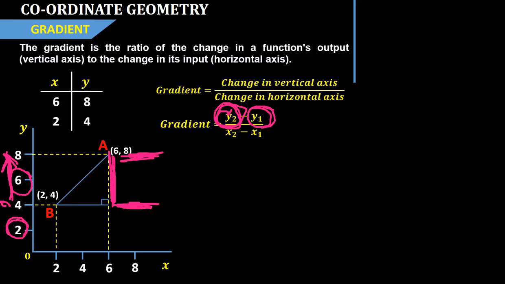The same thing will apply to the x-axis too. These are the points on the x-axis, these two, 2 and 6. So by how much has 2 increased to get to 6? So that's 6 minus 2.